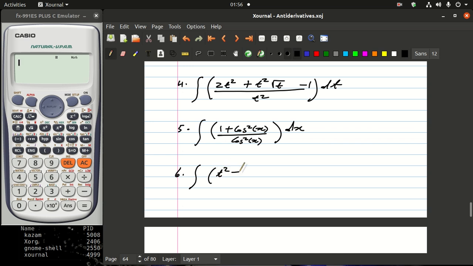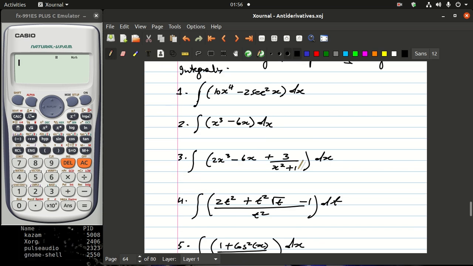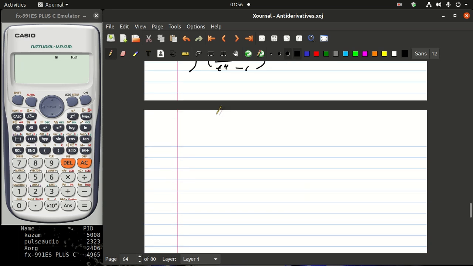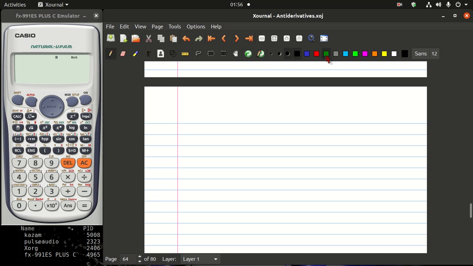We have (t squared minus 1) divided by (t raised to 4 minus 1), and then I have a dt. I want us to solve each of these questions, or evaluate each of these indefinite integrals. There is no lower limit, and there's also no upper limit of integration. And if that is the case, then we are actually looking for the most general antiderivative, or the indefinite integral. So let's start with number 1, and we have our solutions there.